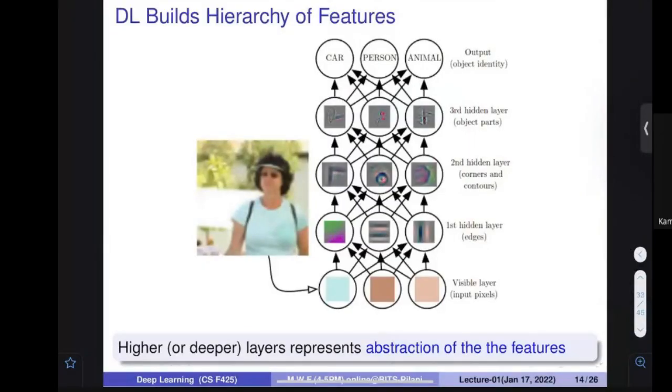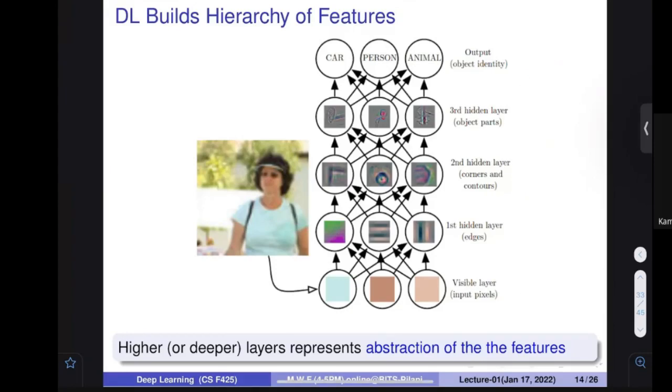This is a very interesting diagram which gives the same idea. Initially it tries to understand what the different colors are, then how these colors are combined, then what the different parts are, then how we can combine those parts into a single object, and then using this single object you can tell whether there is a car, person or animal. So hierarchy of features is the important idea.